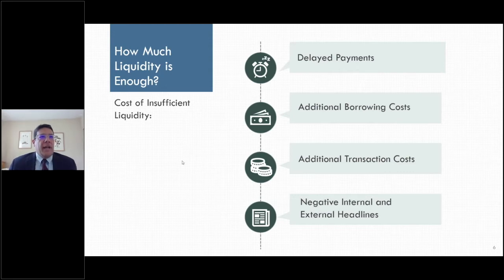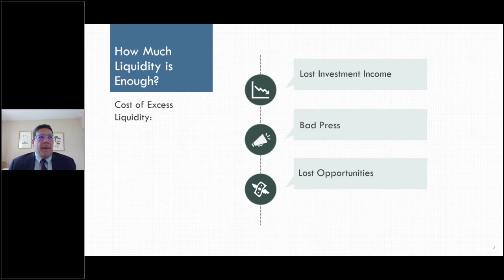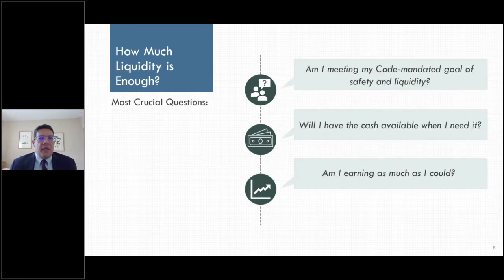Obviously, you want to avoid internal and external negative headlines whatsoever. And then when you have excess liquidity, when you've got too much on the table, that is lost investment income, which is a real economic impact. Again, bad press, and again, lost opportunity. So obviously, we want to be able to strike the right balance between having enough cash and optimizing it and putting it to work for you as much as you can to earn as much as you can while meeting those cash needs.